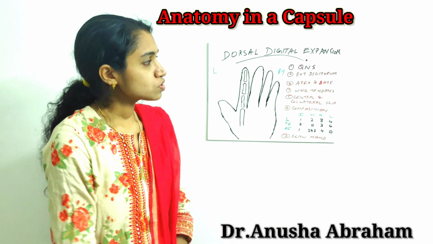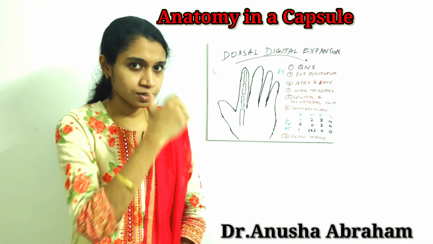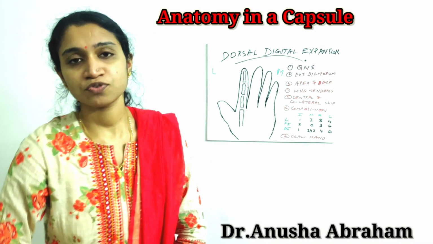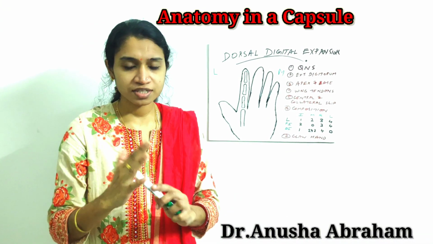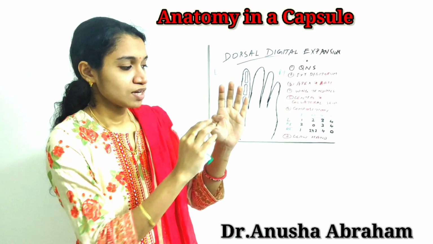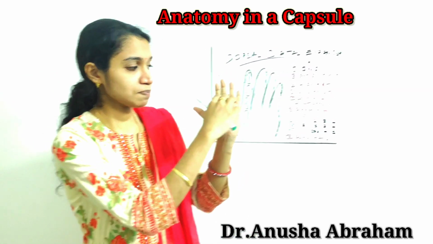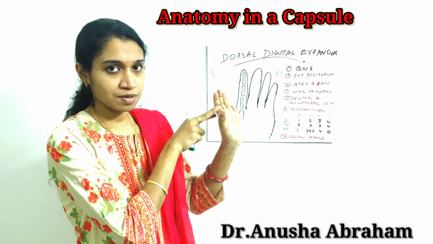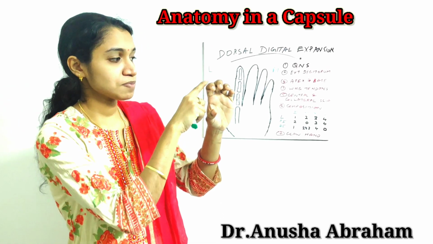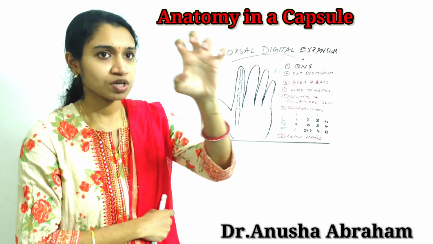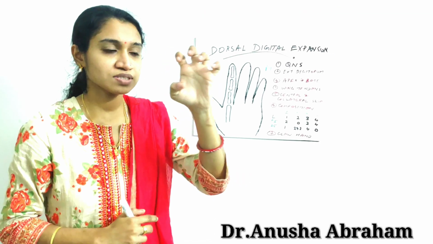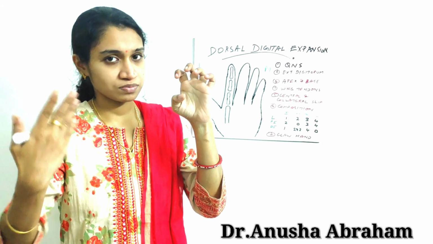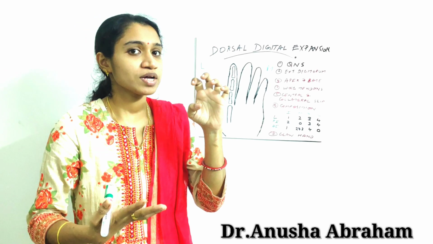Along with this, I'll mention the aspect of claw hand. Claw hand is just the opposite of this. That means hyperextension at the level of the metacarpophalangeal joint and hyperflexion at the level of the interphalangeal joints. So you can see claw hand. Now can you understand how claw hand comes?